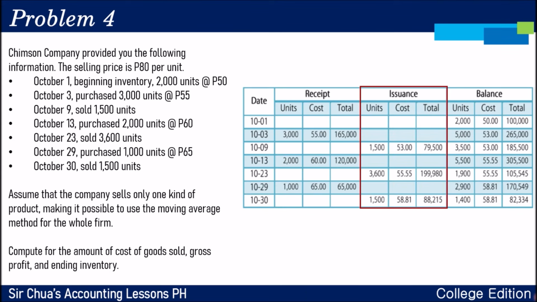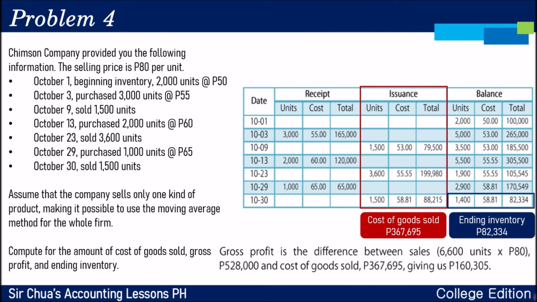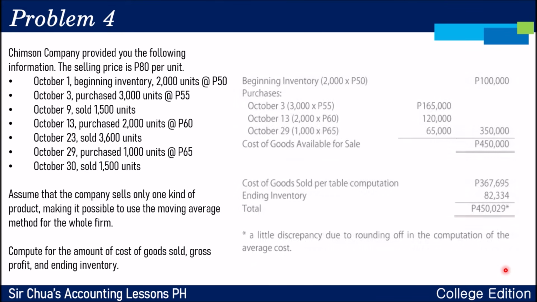Okay. This issuance column is also your cost of goods sold. You just get the total of them, 367,695. And this is your ending inventory, 82,334. Now, to compute for your gross profit, your sales of 528,000, you deduct it to the cost of goods sold of 367,695. Your gross profit is 160,305. Okay, yan po yung ating inventory costing procedures.